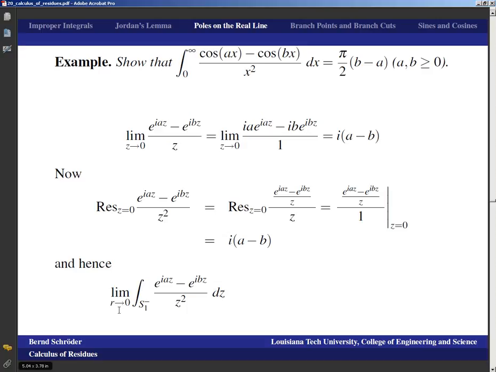And that means that the limit, as r goes to 0, of this integral over this negatively oriented semicircle of (e^(iaz) − e^(ibz))/z² ends up being negative (ia − ib), which is the negative sign from the theorem, times πi, since ia − ib is the residue, and that actually then gives us that this is (b − a)π... or rather, a − b times π.